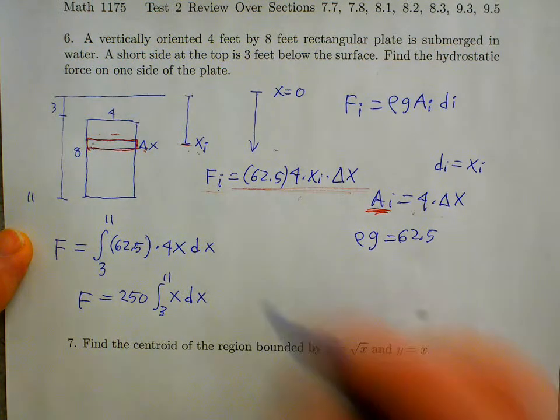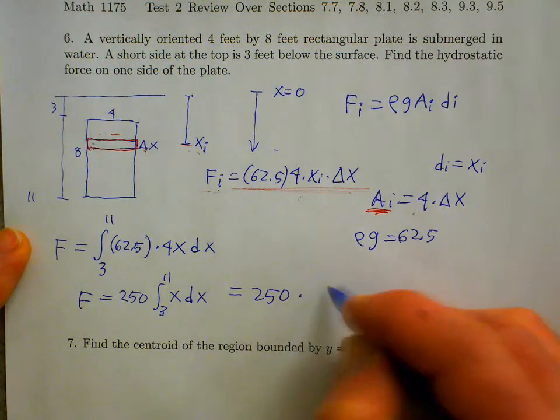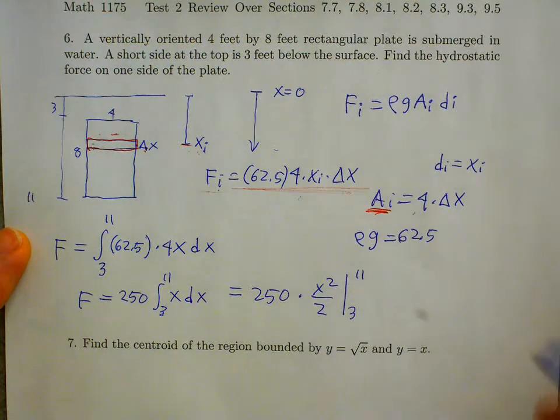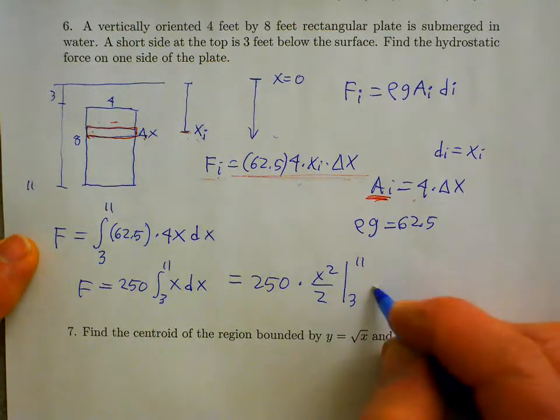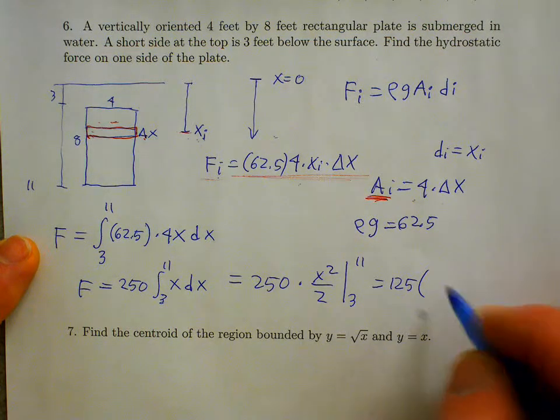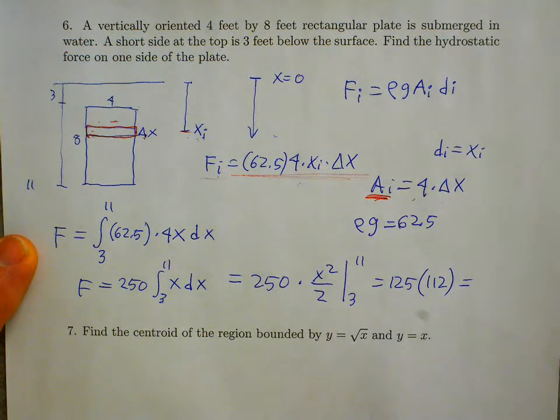And this is a pretty simple integral to evaluate. So we get 250 x to the second over 2 from 3 to 11. 250 divided by 2 is 125. And then 11 squared minus 3 squared is 121 minus 9, or 112. So multiply those together, and this will be measured in pounds.